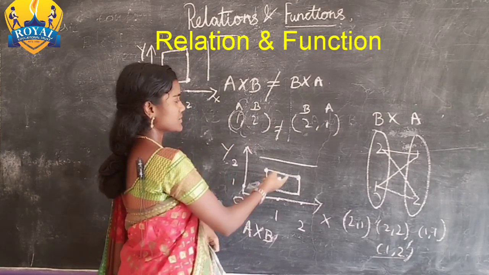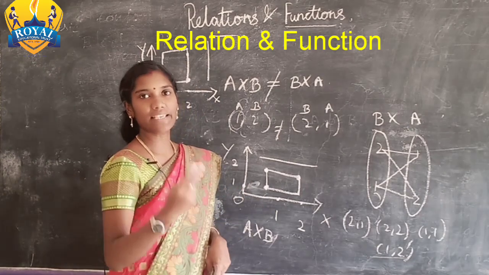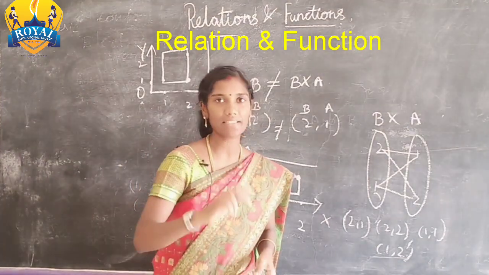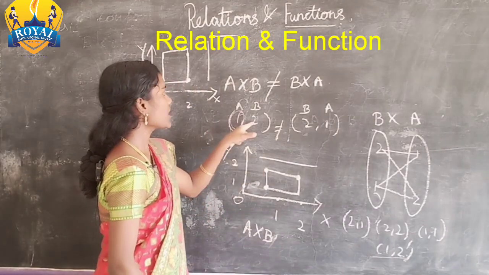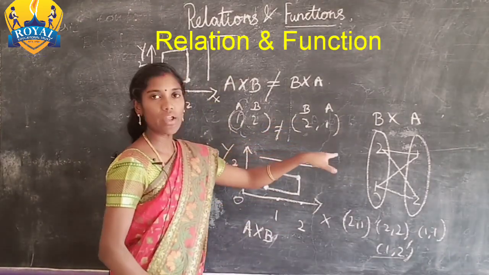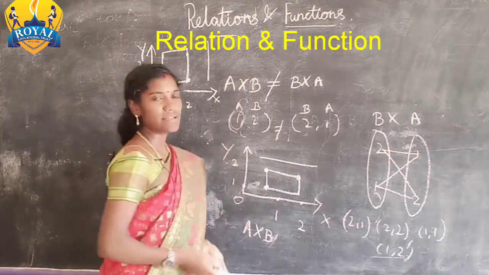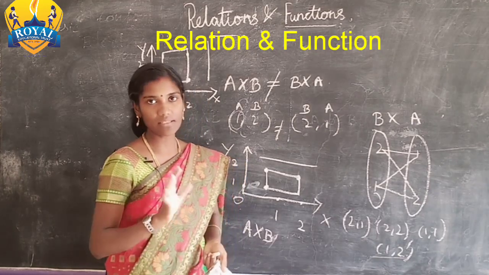The numbers are same, the pairs are same, but the place is changed when you interchange the place. While 1, 2 means A is in the x-axis, 2, 1 means B is in the x-axis. So, A cross B is not equal to B cross A.